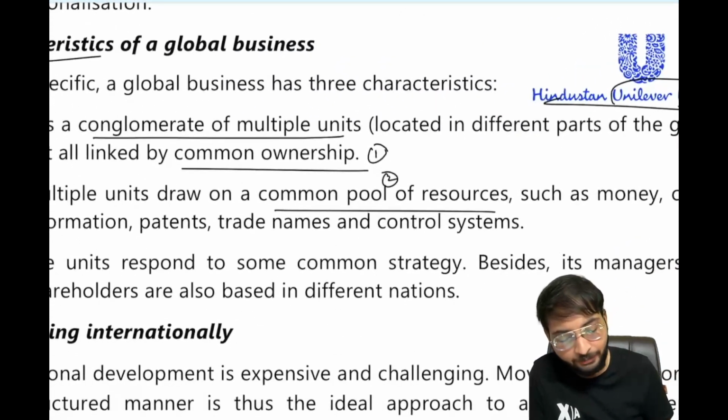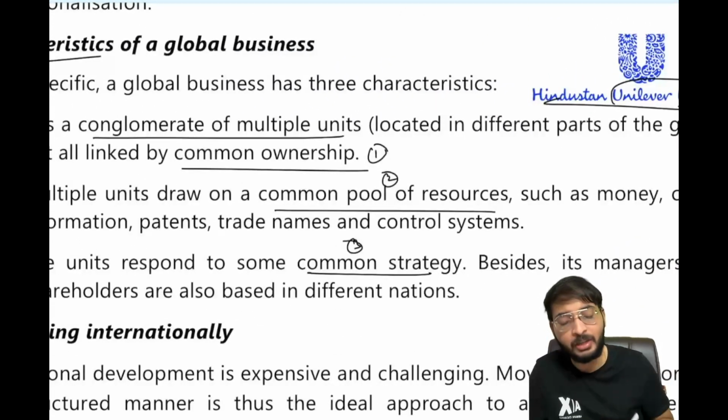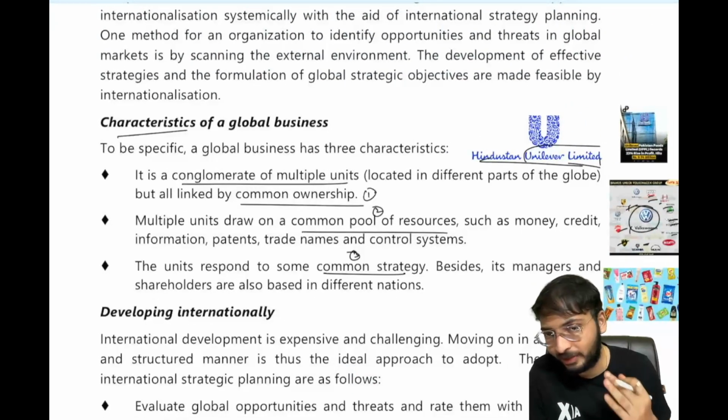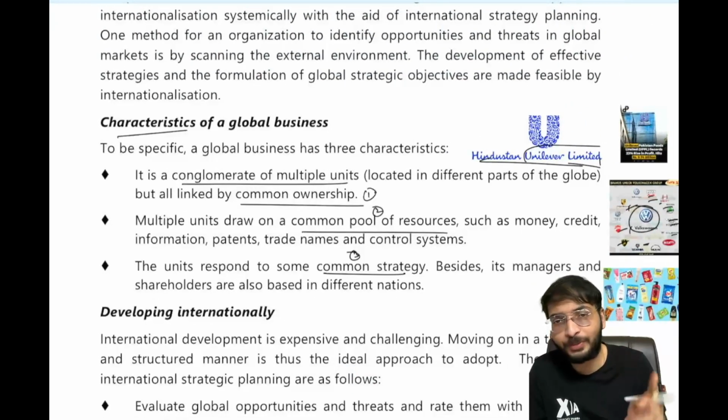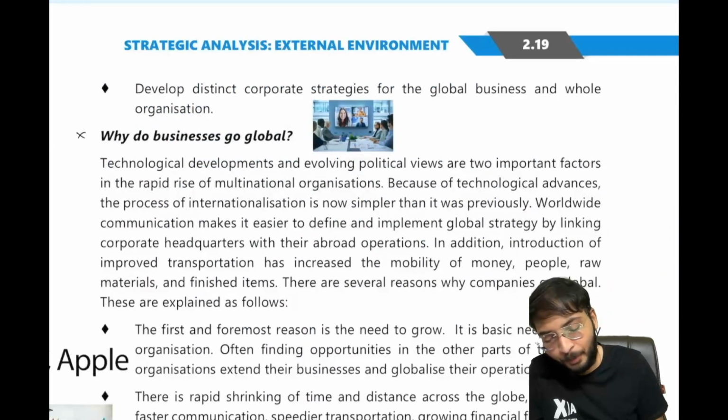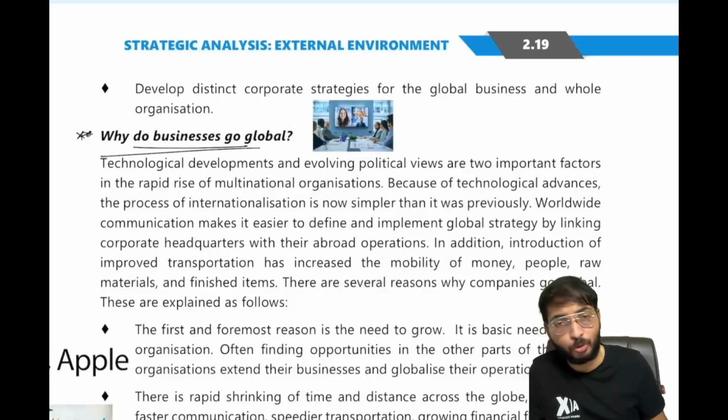And the third one, every global company should have a common strategy. So to call it a global business, we need to have the following three characteristics: one is common ownership, second is common pool of resources, third is common strategy. Now, one of the important questions: why do businesses want to go global?